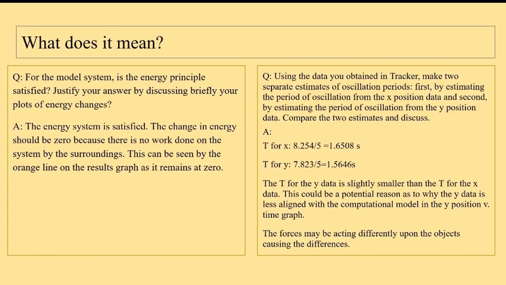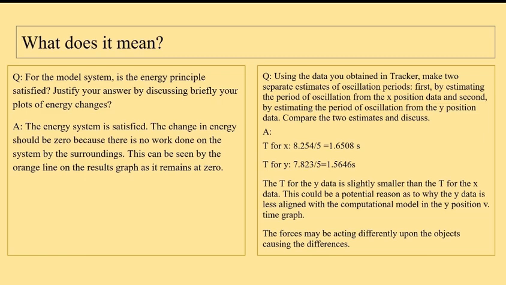For the first question we have for the model system, is the energy principle satisfied? Justify your answer by discussing briefly your plots of energy changes. The energy principle is satisfied. The change in energy should be 0 because there is no work done on the system by the surroundings, as said before. This can be seen by the orange line on the results graph as it remains at 0.